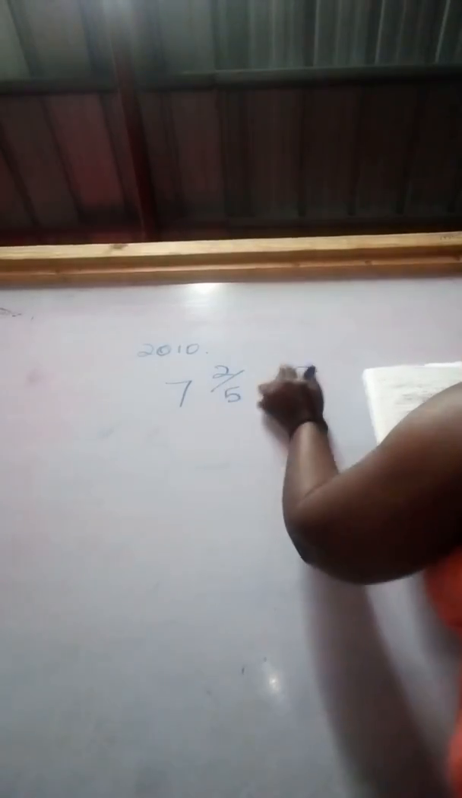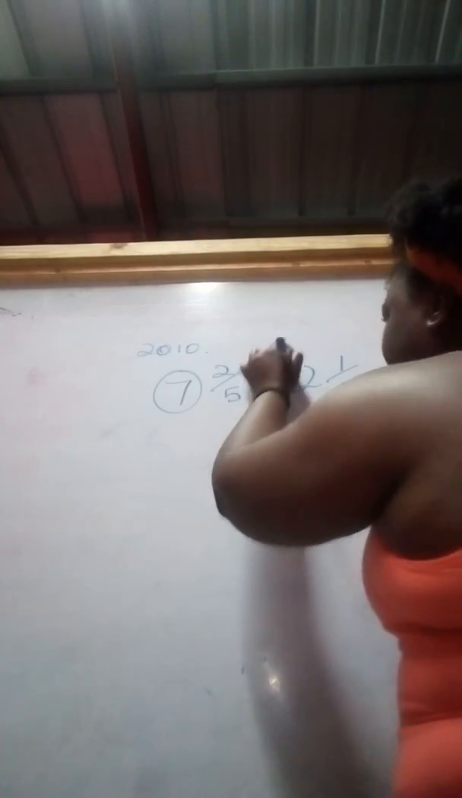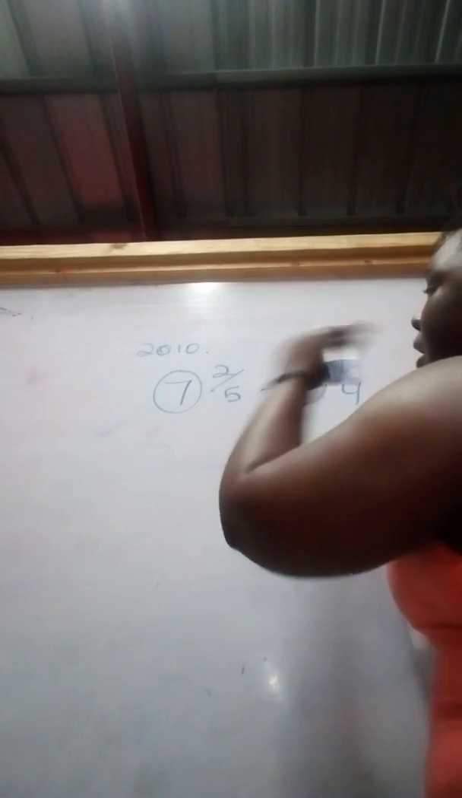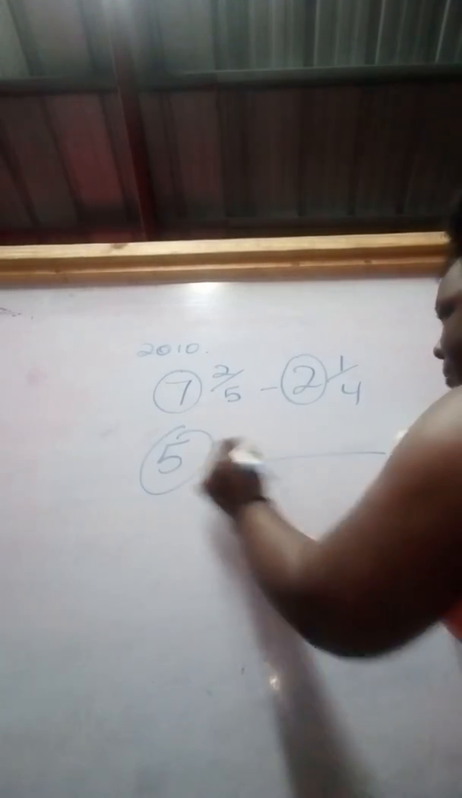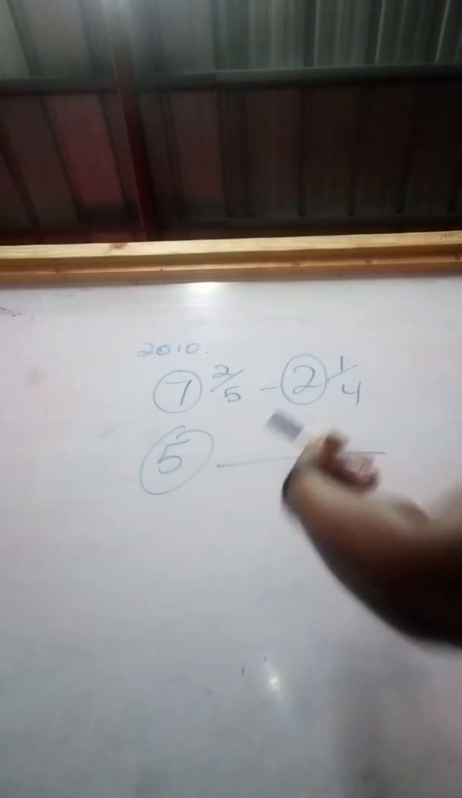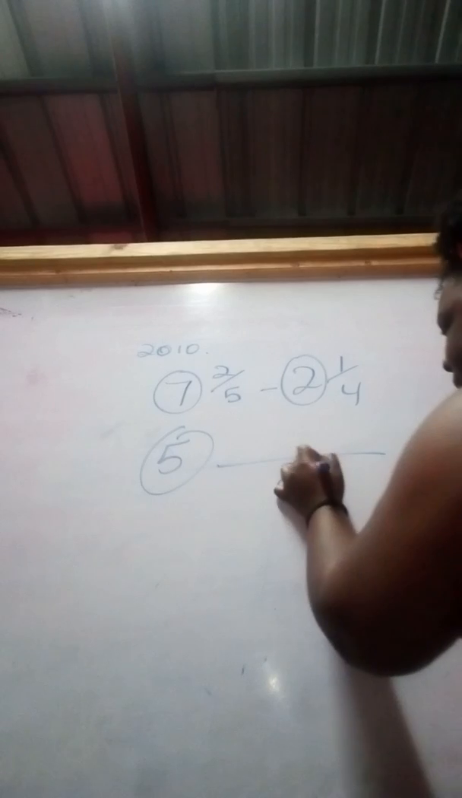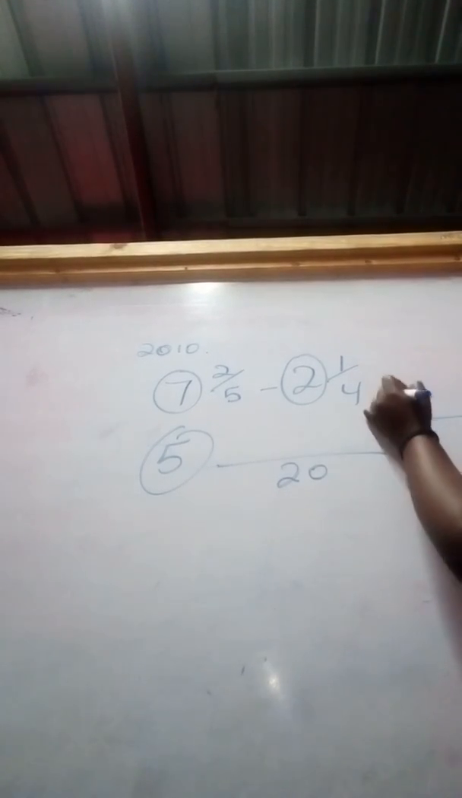So we're looking at 2010. 7 and 2/5 minus 2 and a quarter, right? So once again, circle your whole numbers, right? So 7 take away 2, we're left with 5. LCM again. What number do you know that both 5 and 4 could go into? 20. If you're not confident, you're not sure, work out your LCM, right?